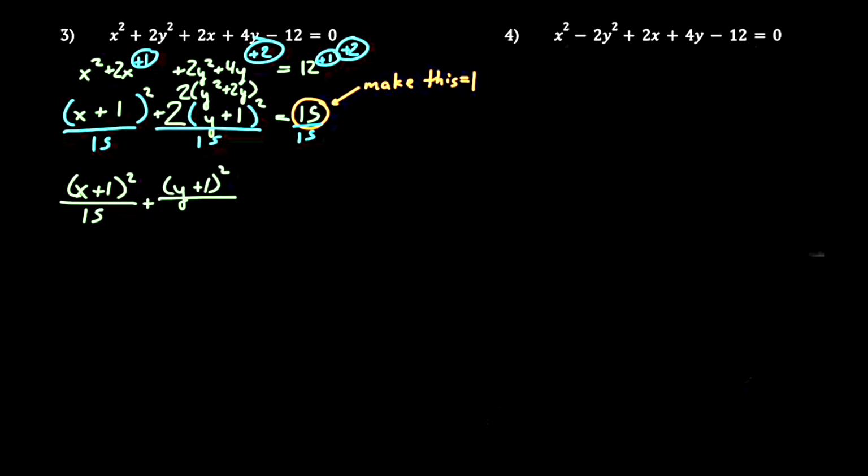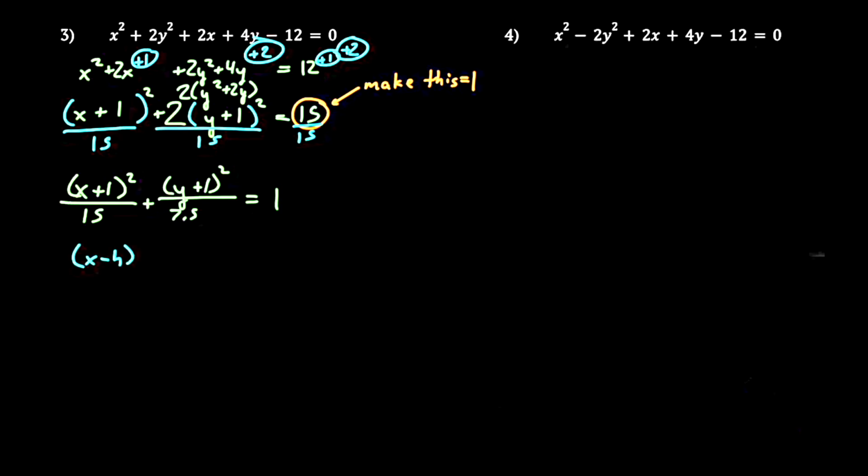So 2 over 15, if I divided the top and the bottom by 2, that would be the same as 1 over 7.5. And I would normally tell you guys it's not okay to have a decimal inside a fraction, but in this case we'll do that because this will actually tell us something about the ellipse. And then on the right side we just have 1.